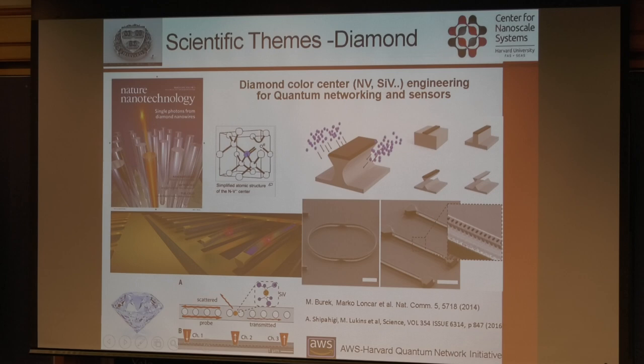One is diamond color center engineering. That started about 2008, 2009, with Marco's group. At that time, they originally used an etching and polishing approach, polishing $2,000 wafers down to a couple hundred nanometers, and then making the light emitter there. That was the original process.